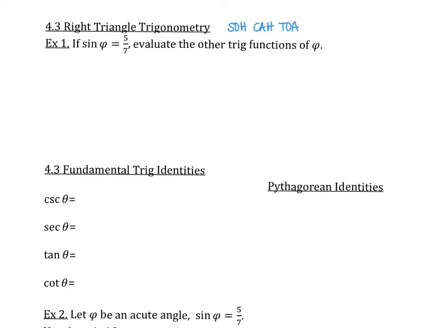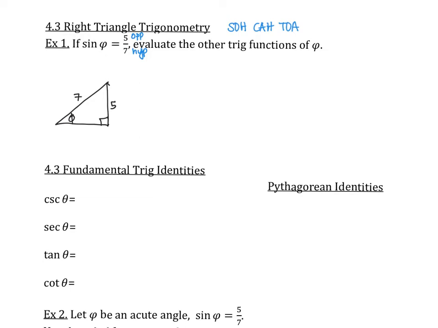So for example 1, it says the sine of phi equals 5/7. Evaluate the other trig functions of phi. I'm going to use right triangle trigonometry to do this. Okay, let's see. Sine is opposite over hypotenuse. So I'm going to sketch a picture, and I'm going to keep in mind that because this is sine, this must be the opposite, and this must be the hypotenuse. Okay, so let me draw my triangle. Okay, if I make this phi, then the opposite side is 5, and the hypotenuse is 7.